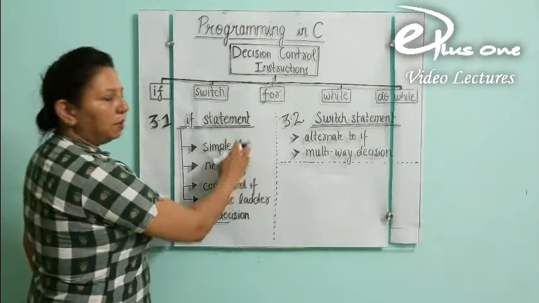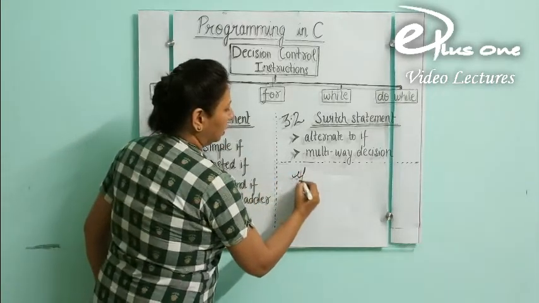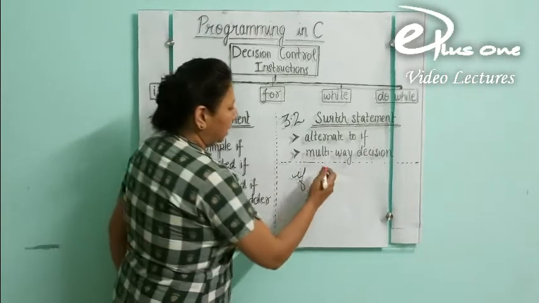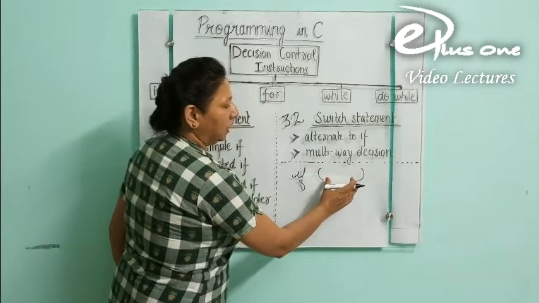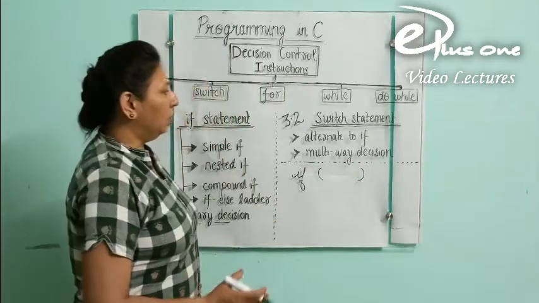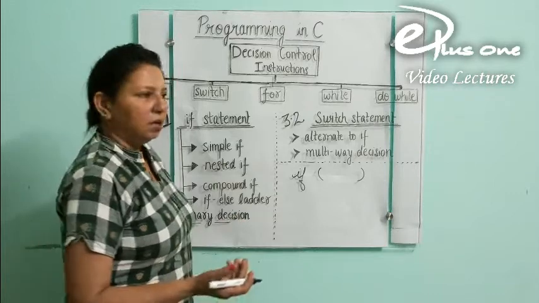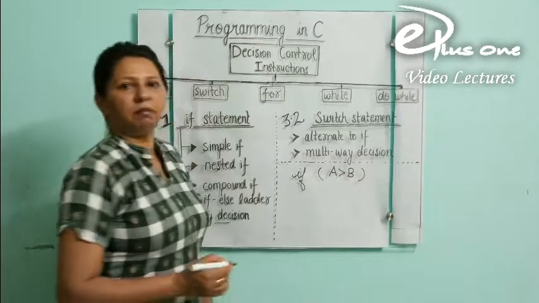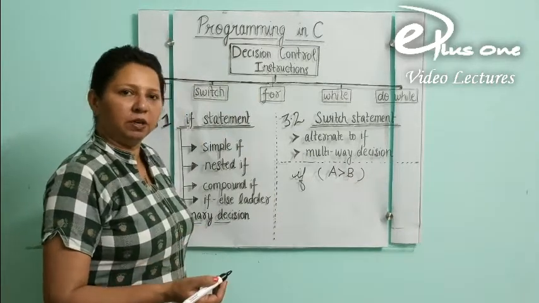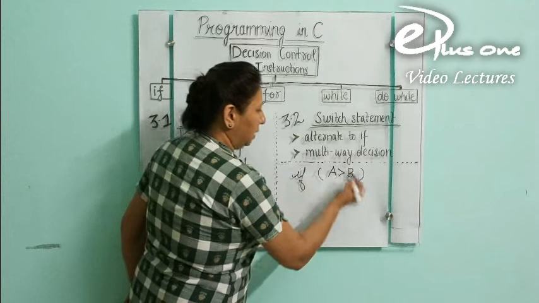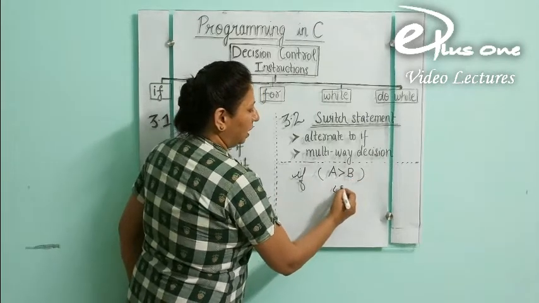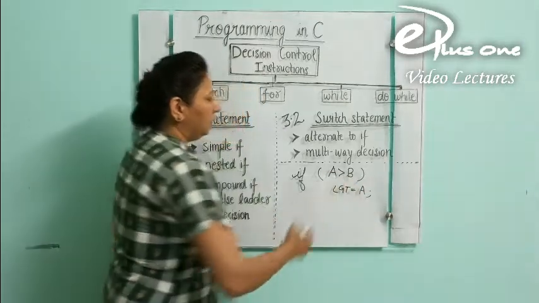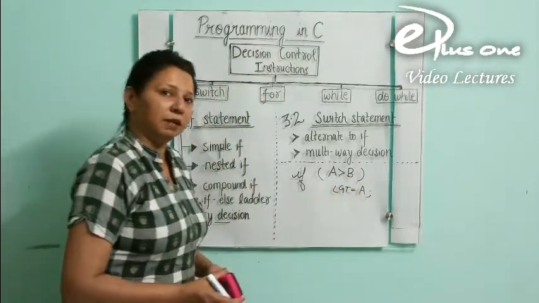When I talk about a simple if statement, it is normally used with the keyword if. If has to be in small letters. And then I have to write some kind of Boolean expression or a condition there. If I have to find the larger of two numbers, then this is a decision to be made by me. If A and B are two variables, and if A is greater than B, then let's take a variable LGT and I say LGT is equal to A. This kind of if statement is a simple if statement.